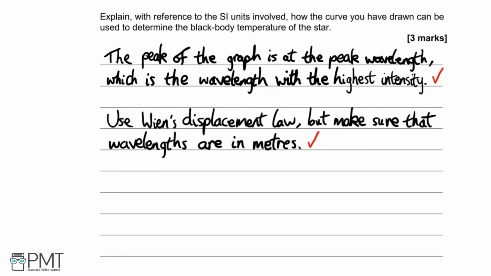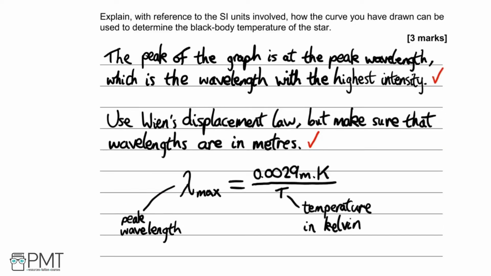The equation form of this law is lambda max times T is equal to 0.0029 meter Kelvin, where T is the temperature in Kelvin. So if you write this equation down with labels, then you'll get your third mark. You'll notice that when the constant that we use is 0.0029, its units will be meter Kelvin. So we have to use wavelengths in meters and temperatures in Kelvin. So that will be your third mark.